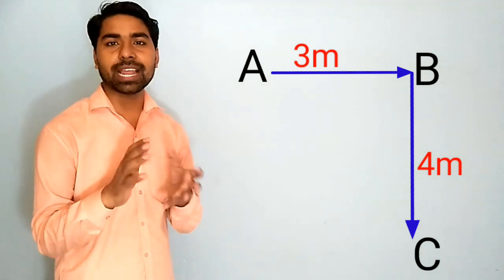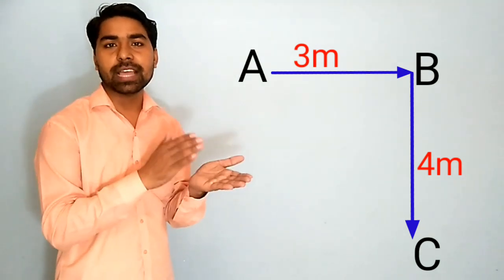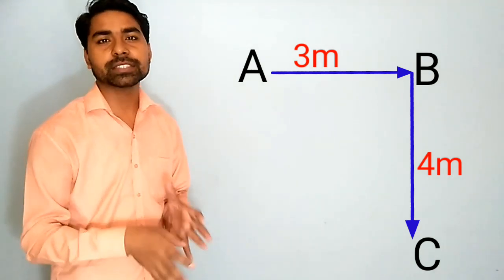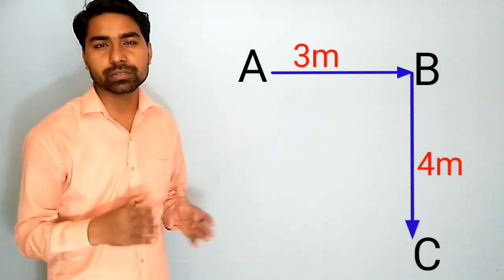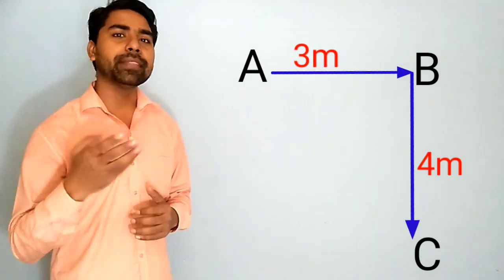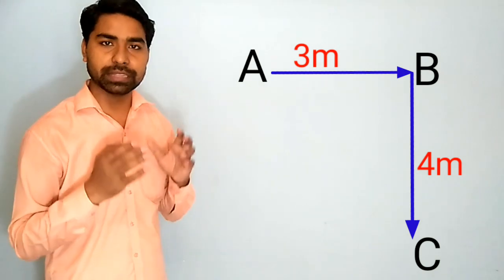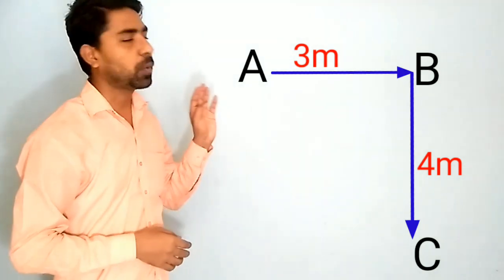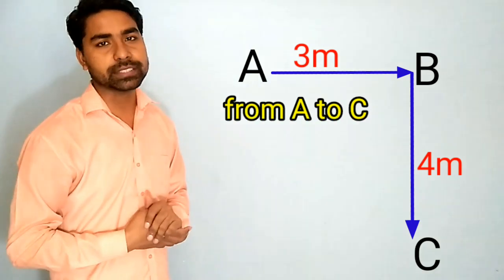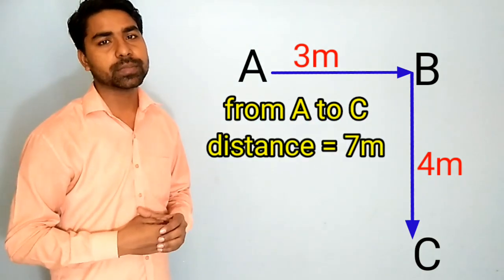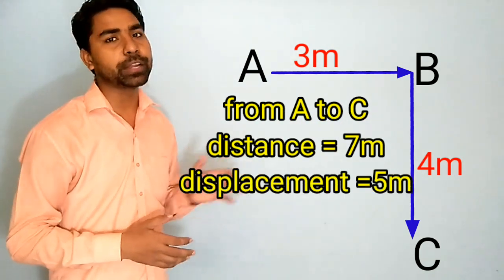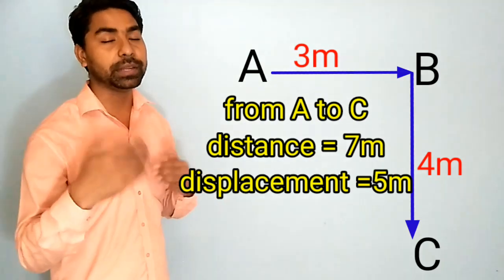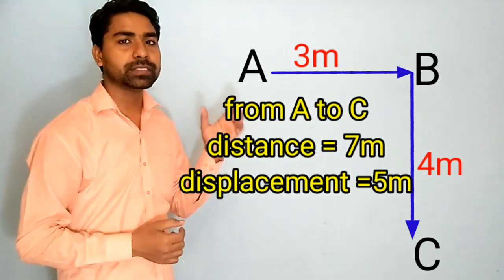So this describes distance and displacement. The total path covered is called distance, and the shortest distance between the initial and the final position is known as displacement. So from A to C, the distance is 7 meters, and the displacement from A to C is 5 meters.